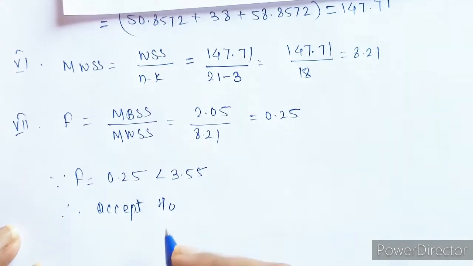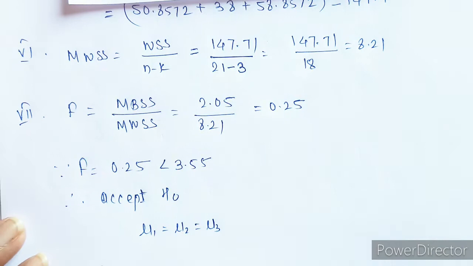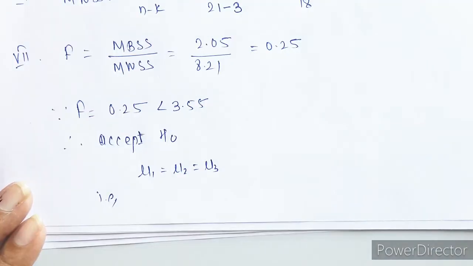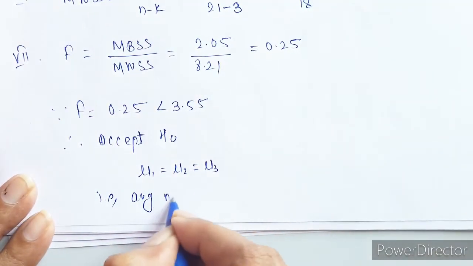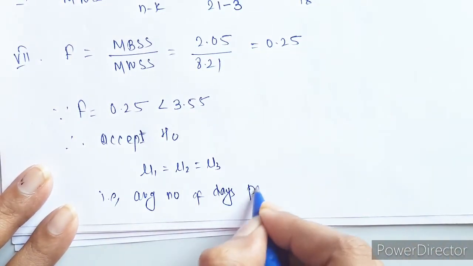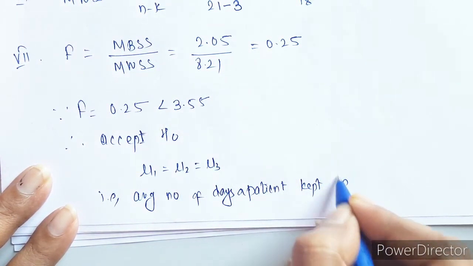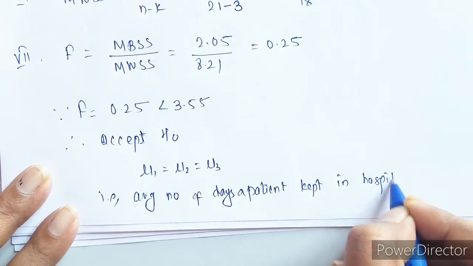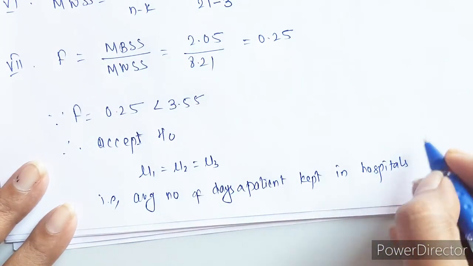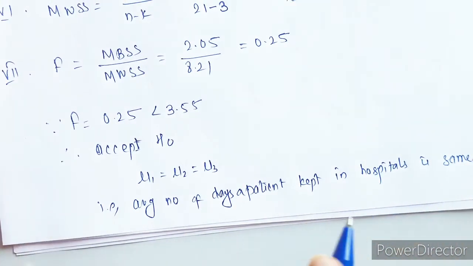So what we are saying here is mu1 is equal to mu2 equal to mu3, that is, the average number of days a patient is kept in these hospitals is the same. So this is your conclusion, that the average number of days a patient is kept in any one of these hospitals is the same. So all these hospitals are the same.